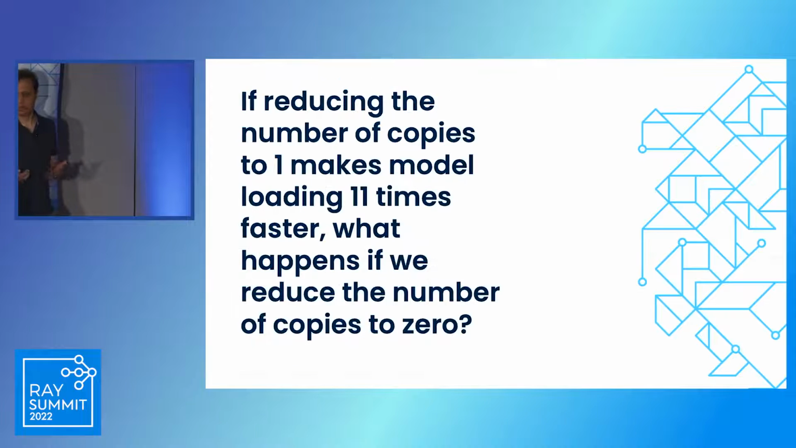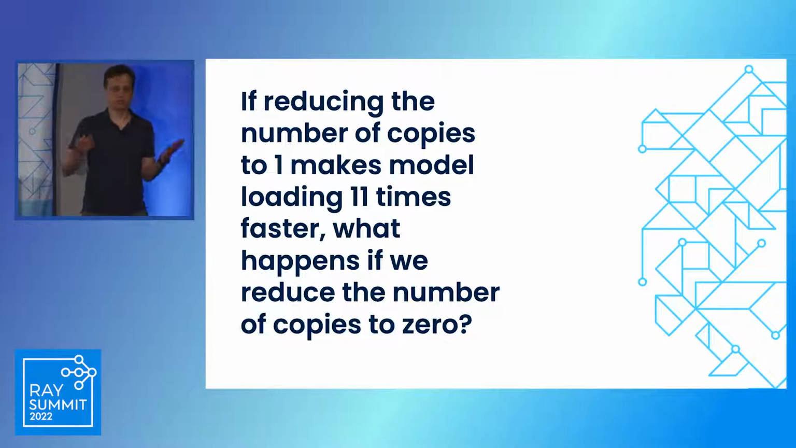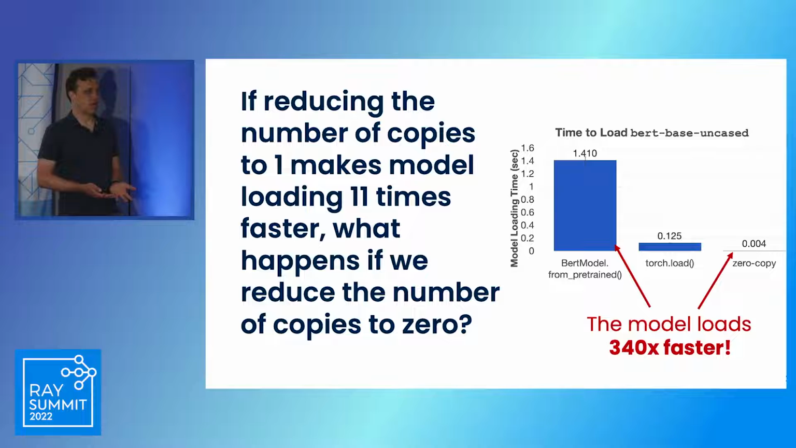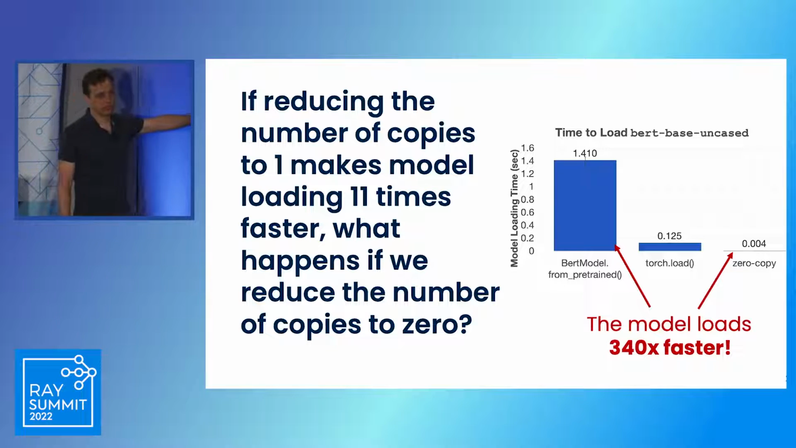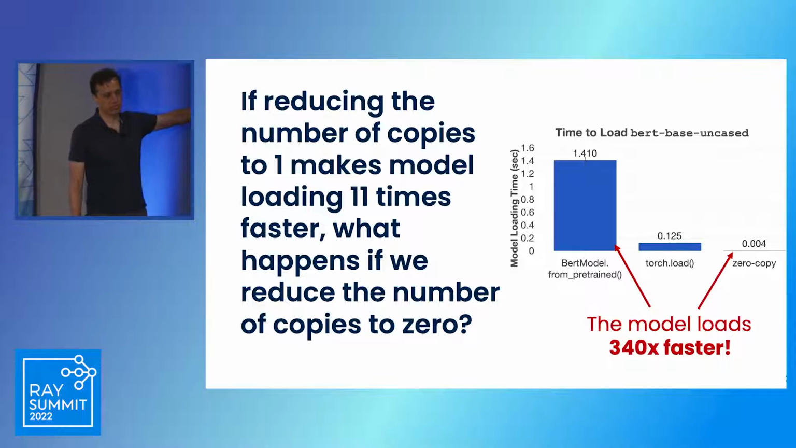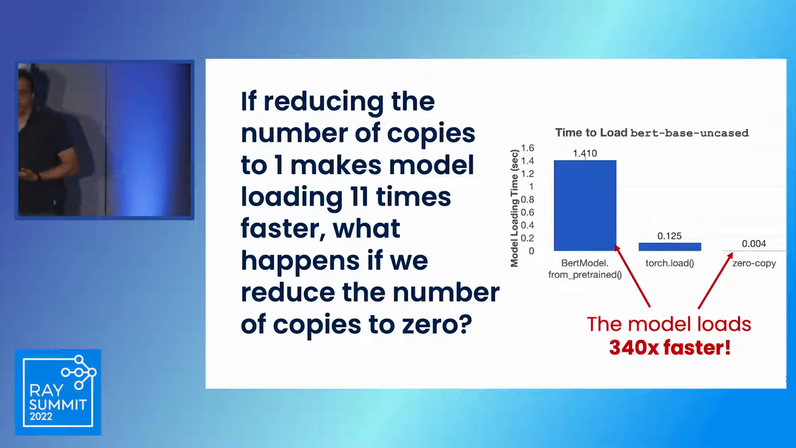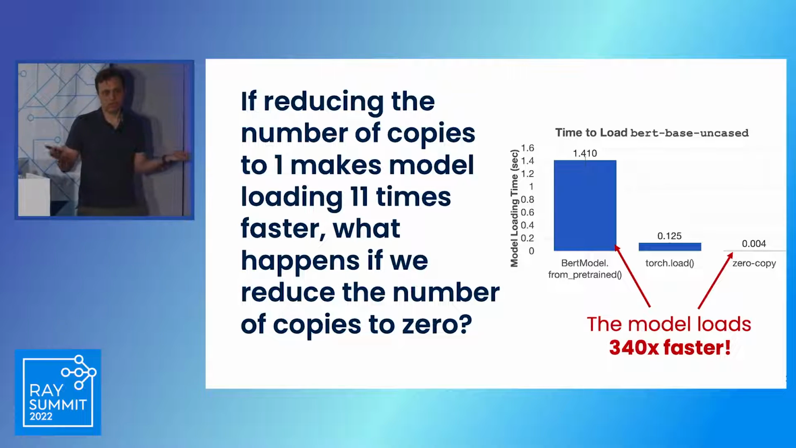So to come back to our original question, if reducing the number of copy operations for this model makes model loading 11 times faster, what happens if we reduce the number of copies to 0? Well, it gets 340 times faster. And this is a really huge improvement in the speed with which you can load any deep learning model. And this gets loading to the point where, relative to running inference on a CPU, loading doesn't really matter anymore.